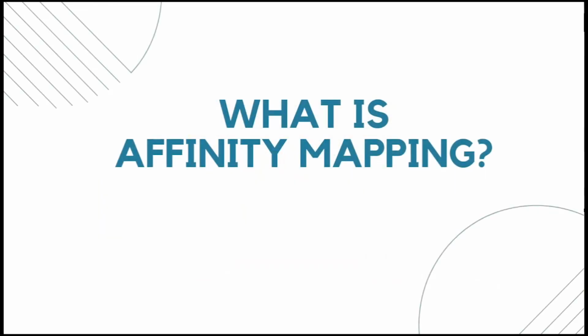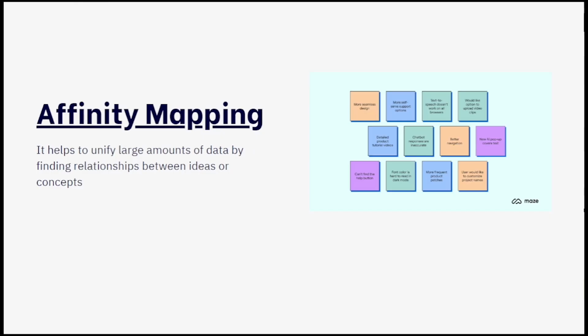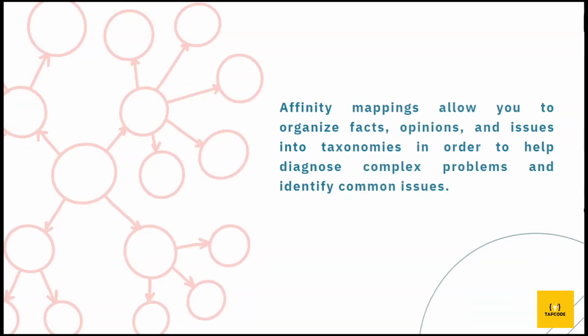In the previous model, we spoke about what affinity mapping is. Affinity mapping basically helps us unify large amounts of data and find relationships between the ideas and concepts. As we all know by this time, affinity mapping allows you to organize facts and opinions into taxonomies, which we'll talk about, in order to help you diagnose complex problems and also identify common issues or trends.